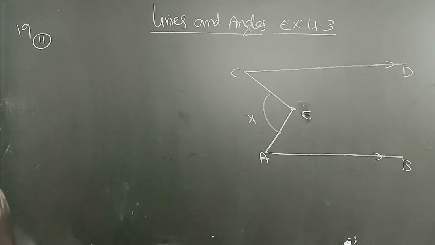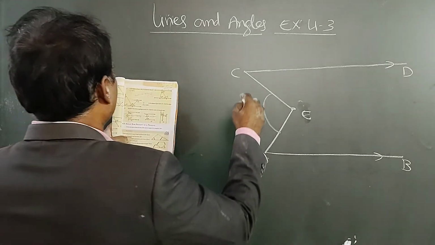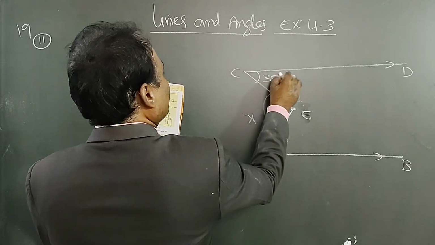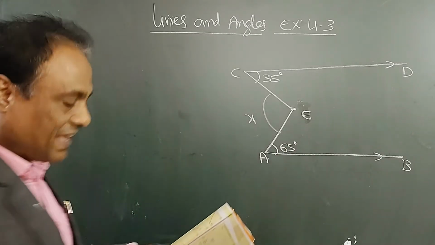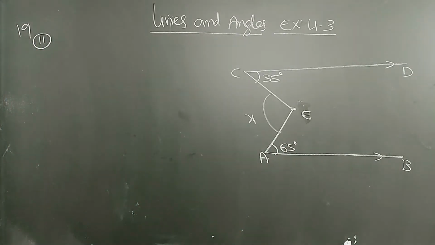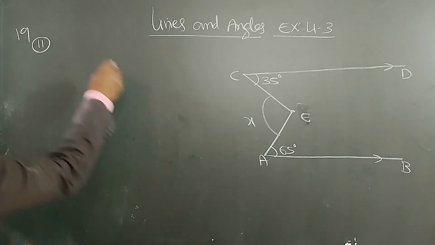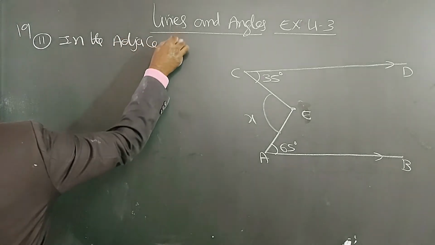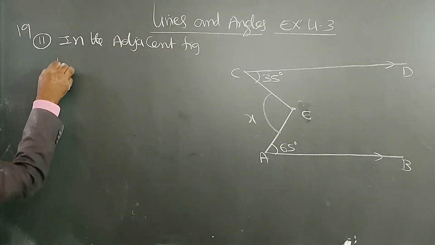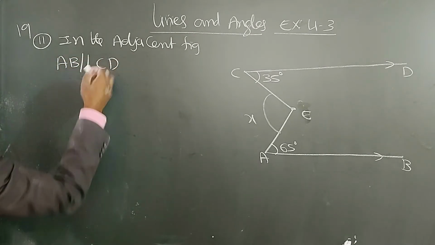Simple question. Find X. The given data is, of course, this is given, students, 35. This is given, 65. Find X. Write down: in the adjacent figure, AB is parallel to CD. That is given.